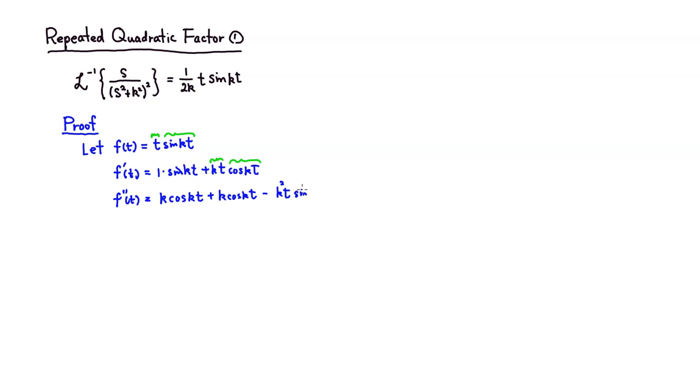All right, and if you clean this up, we can just combine the first two terms. You have a 2k cosine of kt minus k squared t sine of kt.